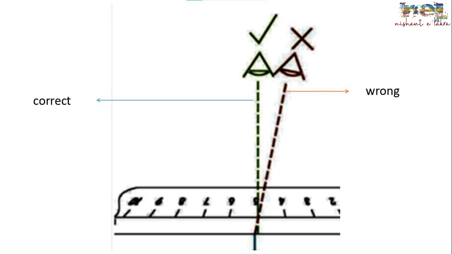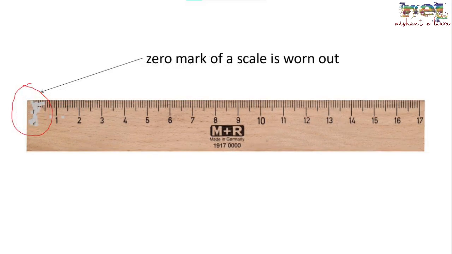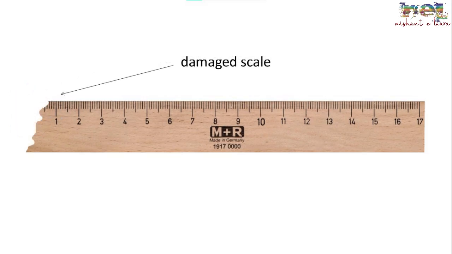Let's see the third precaution that has to be taken for a correct reading. The zero mark of a scale is on its extreme left end, right? You can see on your scale. Sometimes, because of repeated use of the scale, what happens? The zero mark gets erased or worn out, and so we cannot see that zero mark easily. And in some cases, the left end of the scale might be damaged or broken because of many reasons. In this case, how can we measure?